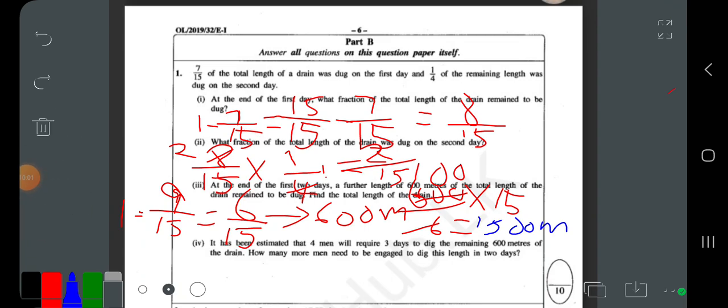Right, children, the next question. It has been estimated that 4 men will require 3 days to dig the remaining 600 meters of the drain. How many more men need to be engaged to dig this length in 2 days? So, children, this is what we call inverse proportion. Inverse proportion means two things go together, but when one increases, the other decreases. This is about indirect proportions, right?